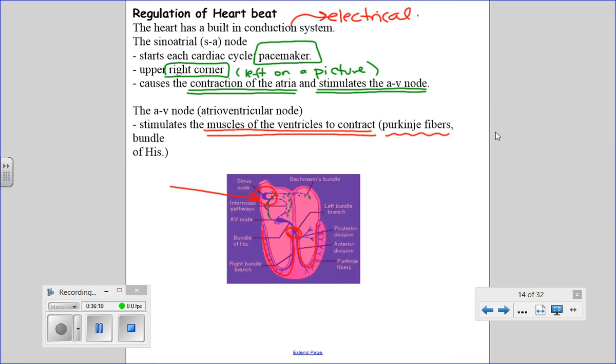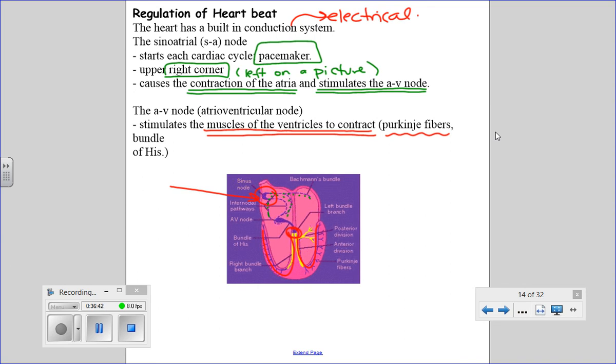Now the names of all of the bundles of fibers is not the main idea. The main idea is, do you know which one comes first? The SA node comes first. Do you know what happens when each of the nodes are stimulated? SA node causes the atria to contract, and then it stimulates the AV node, then the ventricles contract. So this is fantastic information. How am I going to ask you to apply it? Well, that's what I'll show you on the next page.